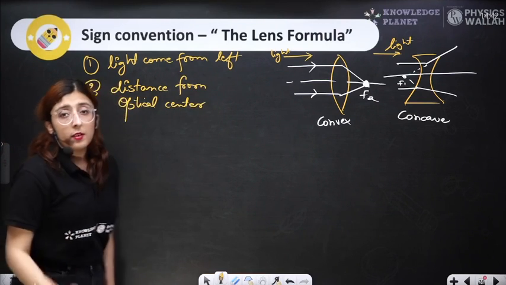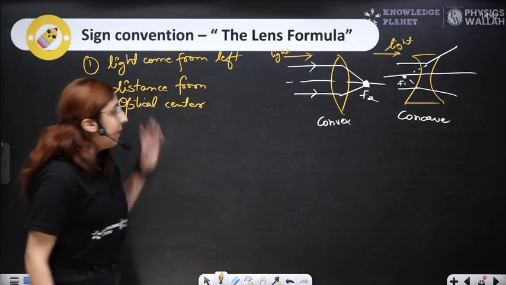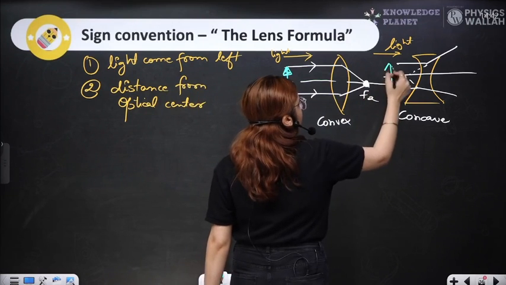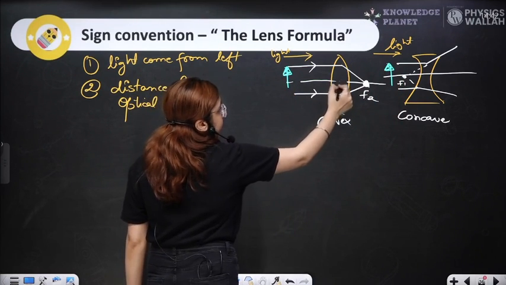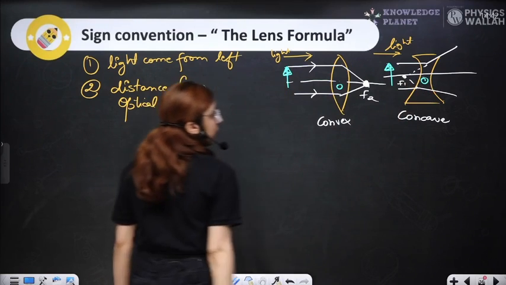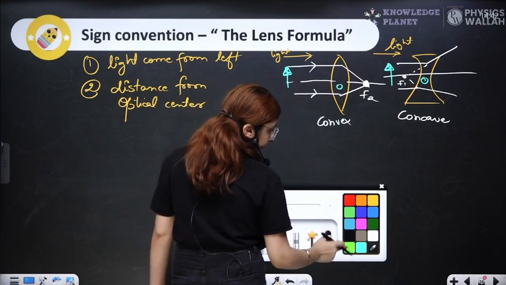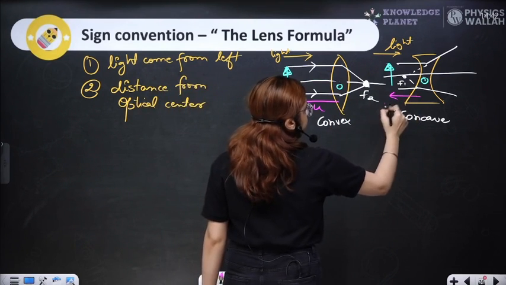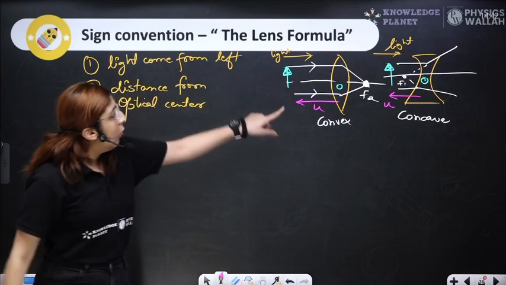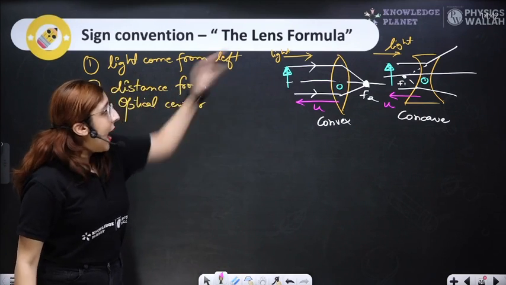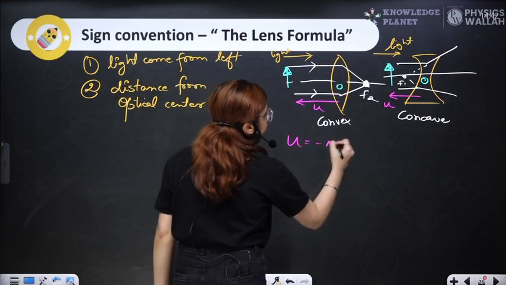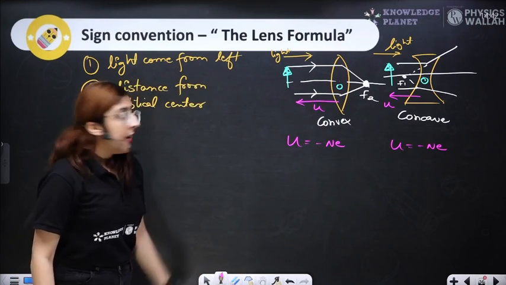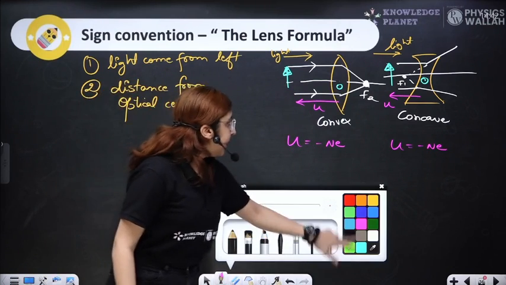So, always remember you are going to keep your object on the left hand side always. So, everyone, this is the optical center. Let me mark here. Have a look at U and have a look over here at U. Now see the direction of U and light. So U is negative. U is negative.